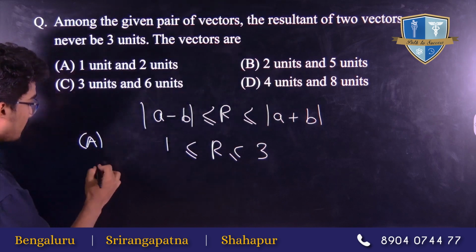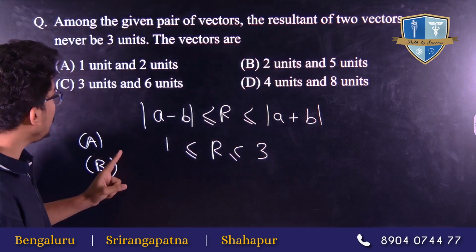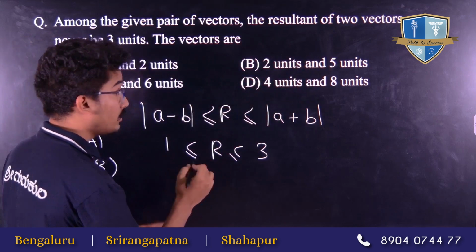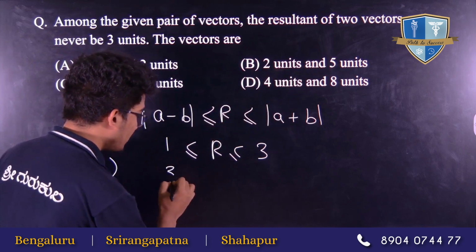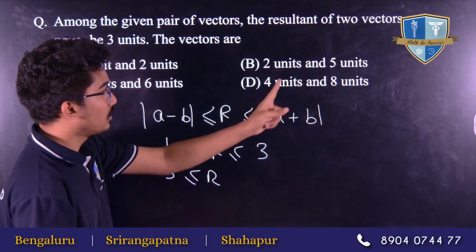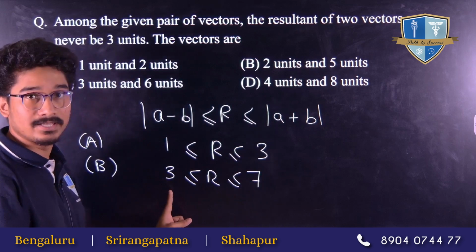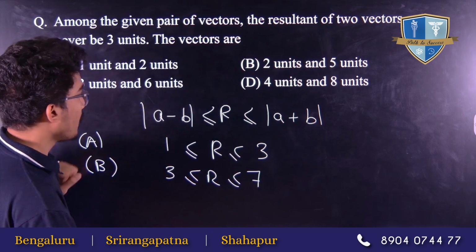Now let's see option B. According to option B, it is 2 and 5. Their absolute difference is 3. So it is between 3 to their addition, which is 7. So it is between 3 to 7 and it can be 3. So this is not also our correct option. Now let's see option C.